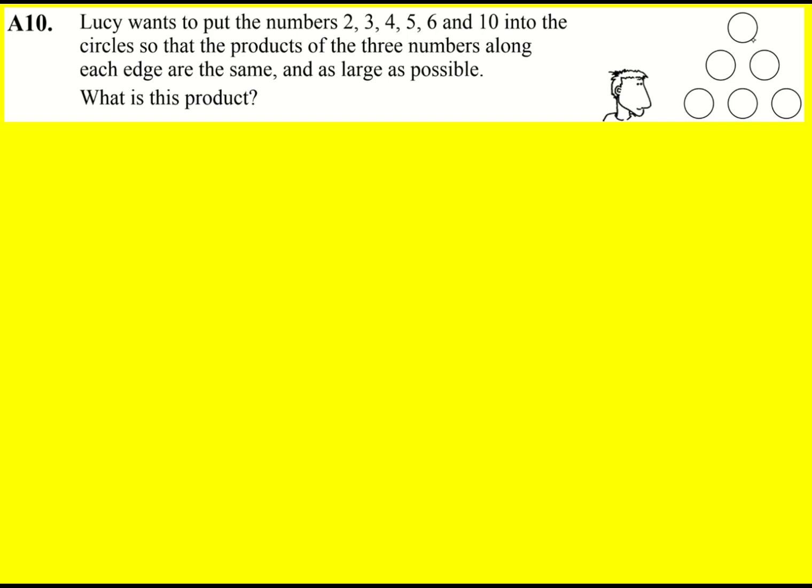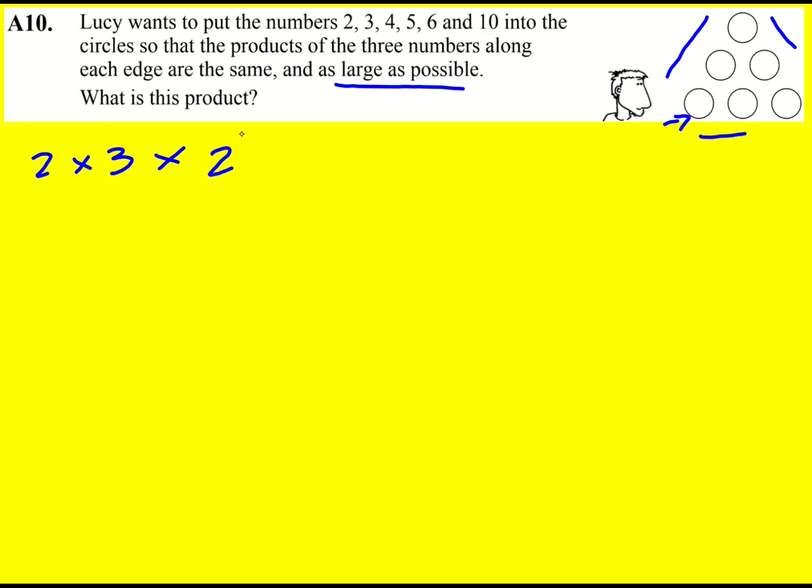We're trying to put these numbers into the grid shown, so the product along each edge is the same. First of all, let's multiply these numbers together. Now that won't actually give us the overall product because the corners are being used twice, but we can bring that idea in and try to make the product the same by using larger numbers in the corners.